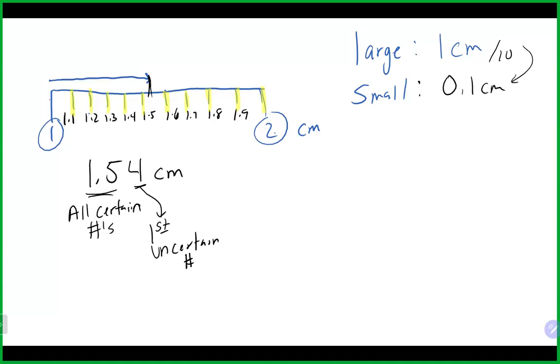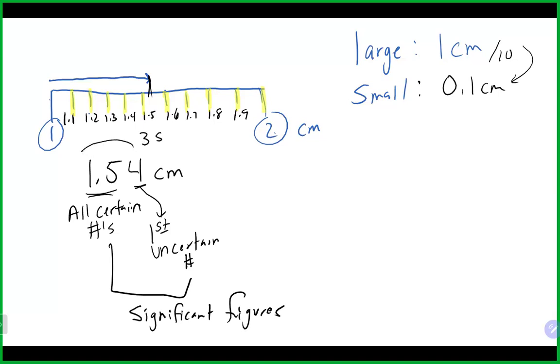When we take a measurement, we always want to record that first uncertain number. And when you do that, that is basically what significant figures are, which would mean this particular measurement would have how many significant figures? It would have 3 significant figures in this case, with the uncertain number being the 4 in this measurement.